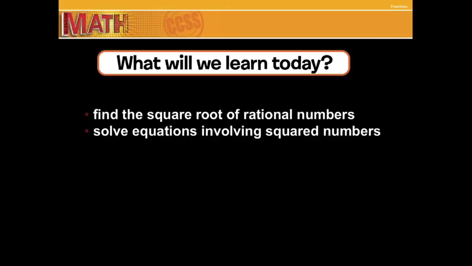We did some rational number review before, remembering that rational numbers are numbers that can be written as a fraction, where the denominator is not 0 and where we have no decimals involved. If you have a decimal, the decimal must repeat or must end. It can't just go on forever with no pattern. Okay, so finding the square roots of rational numbers. And then the second thing we'll learn today is how to solve equations involving squared numbers.